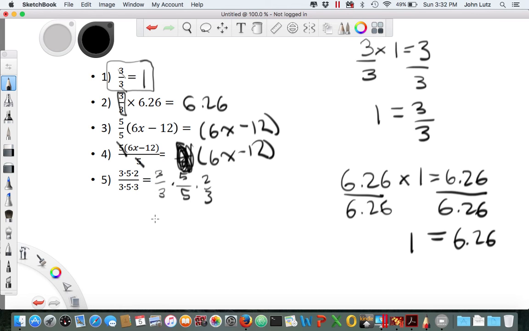This wouldn't work with addition and subtraction. Very important point. But it doesn't matter. This becomes 1, this becomes 1, and we get 1 times 1 times 2/3. Well, 1 times 1 is 1. And 1 times 2/3 is just 2/3. So our answer is 2/3. And this is how we're going to use this identity property of multiplication to make fractions really super simple. Alrighty?